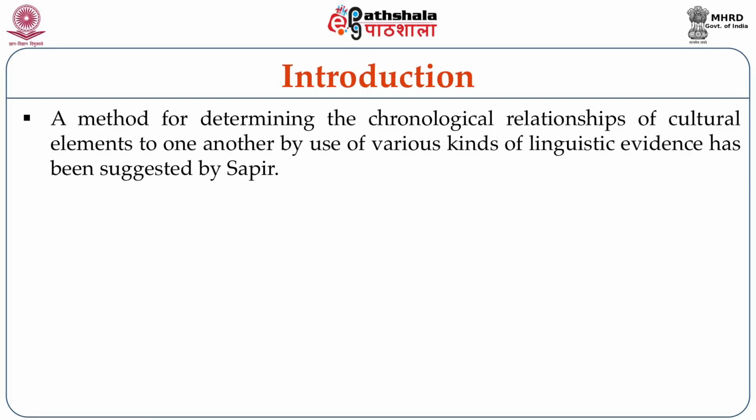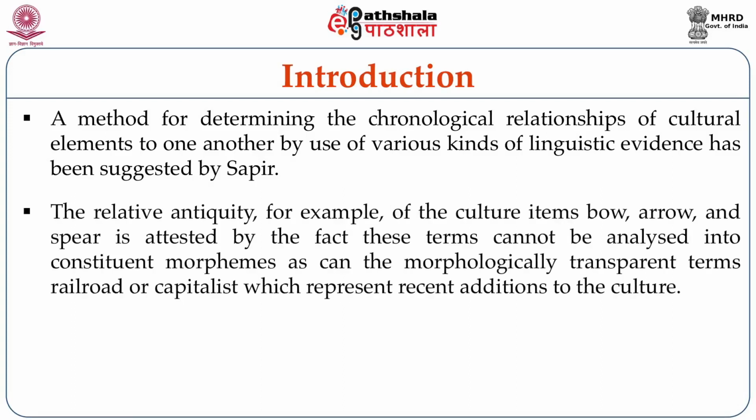A method for determining the chronological relationships of cultural elements to one another by use of various kinds of linguistic evidence has been suggested by Sapir. The relative antiquity, for example, of the culture items bow, arrow, and spear is attested by the fact that these terms cannot be analyzed into constituent morphemes as can the morphologically transparent terms railroad or capitalist, which represent recent additions to the culture.